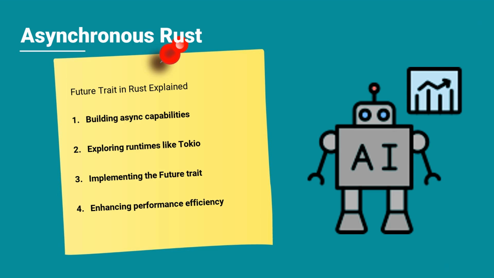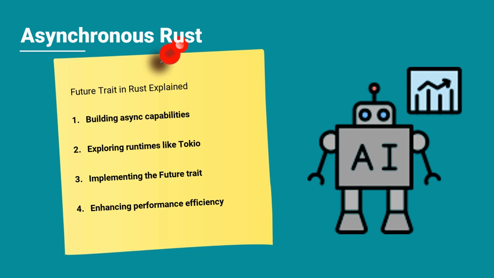In this lesson, we are diving into the fascinating world of the Future trait in Rust. The Future trait is a foundational component of asynchronous programming in Rust, enabling us to represent values that may not be immediately available but will be computed sometime in the future. By the end of this session, you'll understand how to implement the Future trait and how it integrates with Rust's async ecosystem.